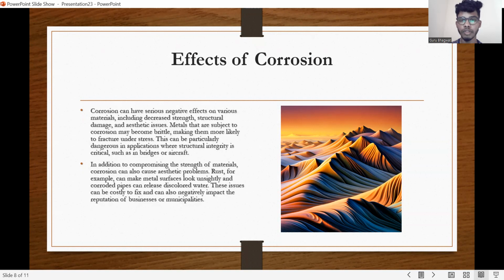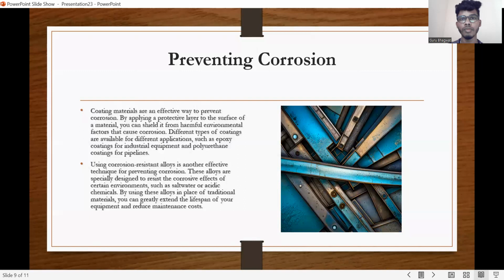For example, if we take rust as an example, the metal surfaces look unsightly and it will release discolored water. The color will all vanish. So this issue can be costly to fix. It will be very expensive to fix that material, or we have to recreate that material. So these are the effects of corrosion.